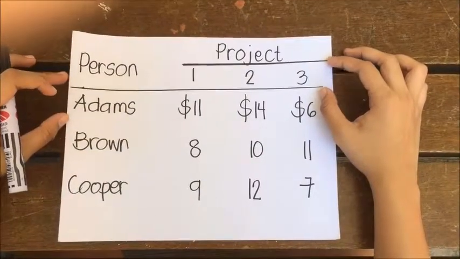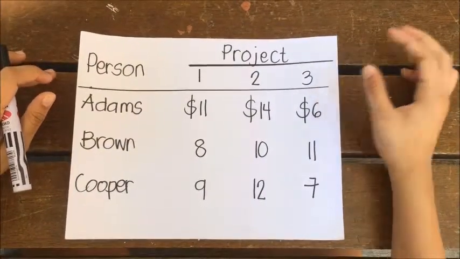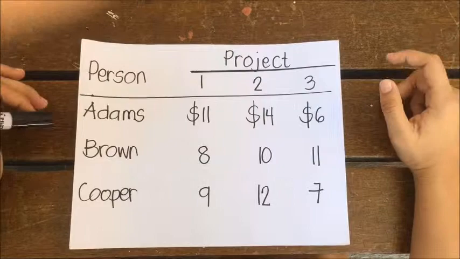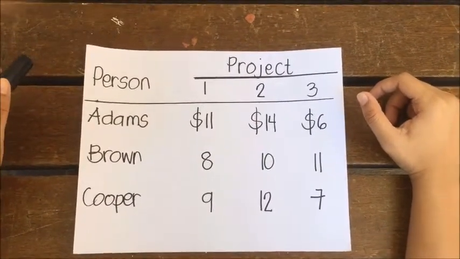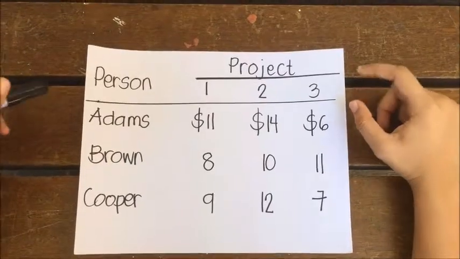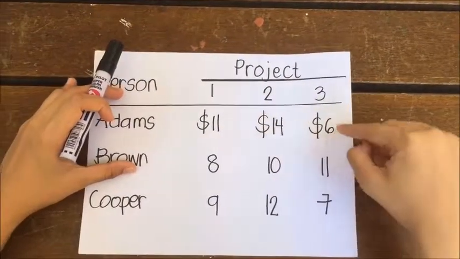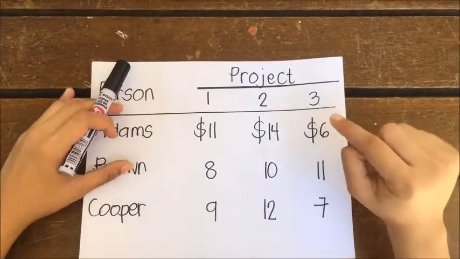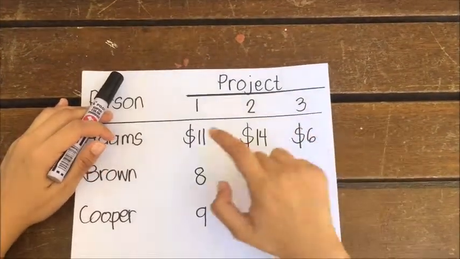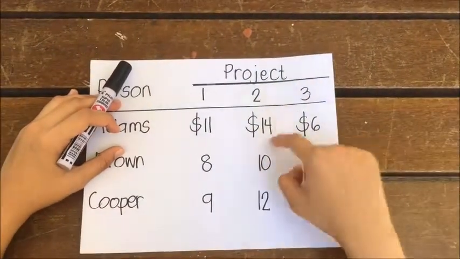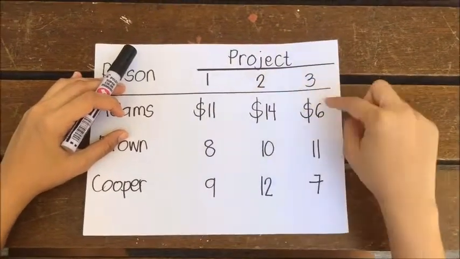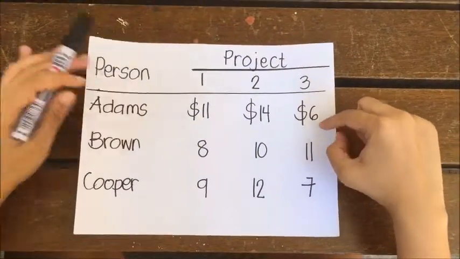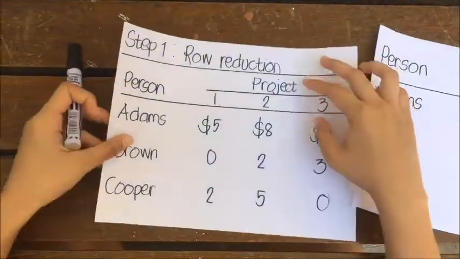So the first step in assignment method is to find the opportunity cost. So first is the row reduction. So we have to subtract the smallest number in each row from every number in that row. So the smallest number in this row is 6. So we have to subtract 6 in each number. So 11 minus 6, 5, 14 minus 6, 8, 6 minus 6, 0. And then do the same thing in the next row. So this will now be the result.